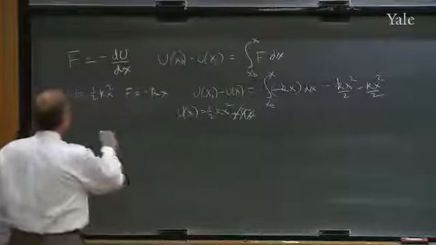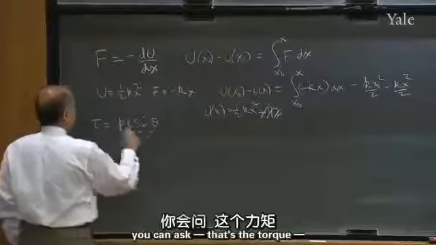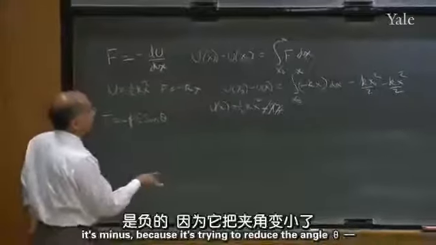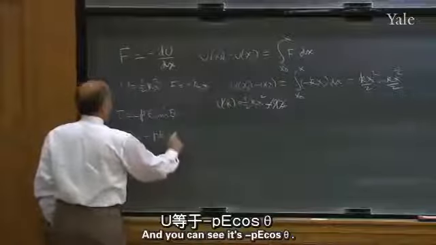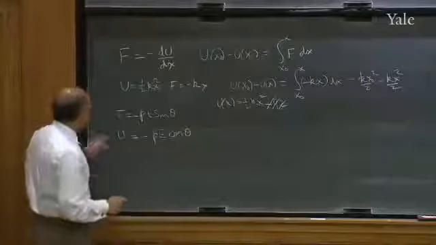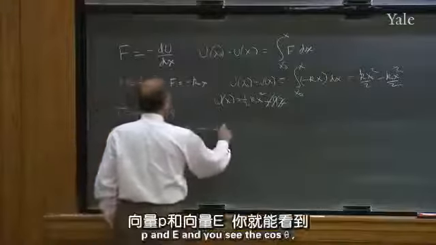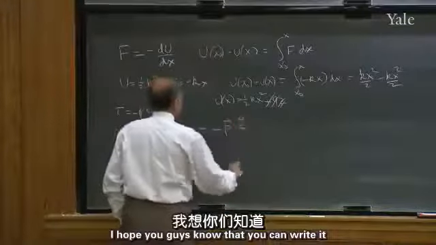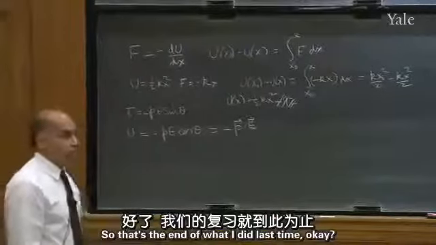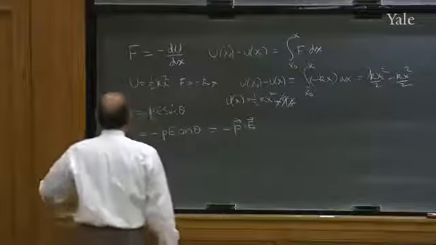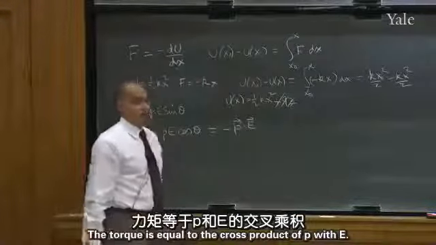Coming to our expression, if you had a torque, which is PE sine theta, that's the torque. It's minus because it's trying to reduce the angle theta. You can ask what U leads to that, and you can see it's minus PE cosine theta. See that? Take the minus U and take the derivative, you'll get the torque. But if you got two vectors P and E and you see the cos theta, I hope you guys know that you can write it as a dot product. So that's the end of what I did last time. Okay? The potential energy is proportional to the dot product of P with E. The torque is equal to the cross product of P with E.